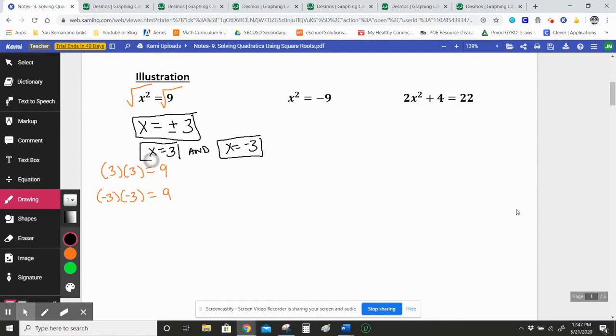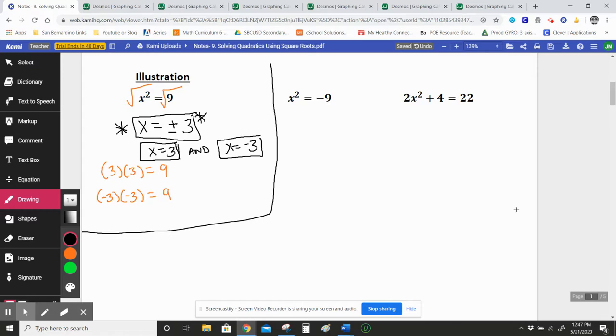But like we say, typically mathematicians are very lazy. If they could avoid writing something down, then they probably would. So this is the answer that I'm going to write down. I'm probably going to leave it in this form, but it actually means this: x is equal to 3 and x is equal to negative 3. Okay, so that was the first illustration, first example.